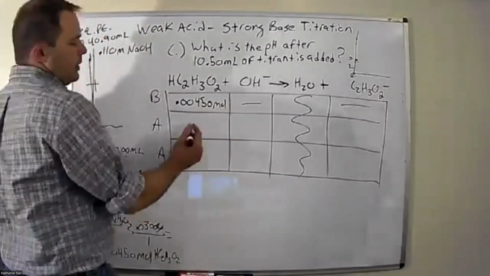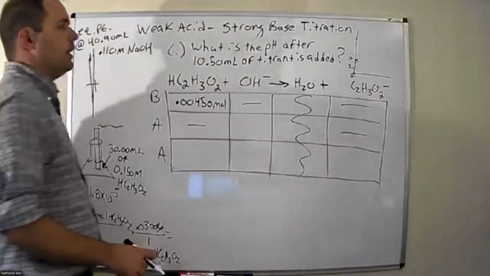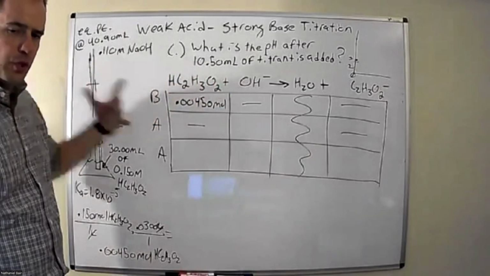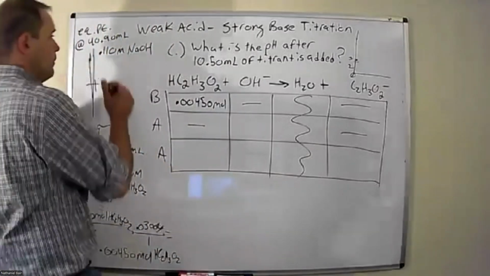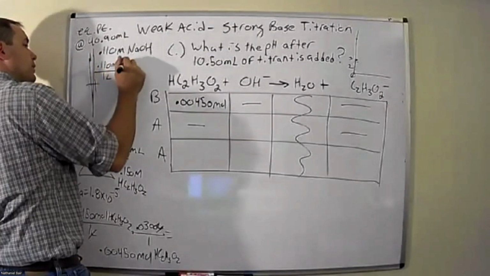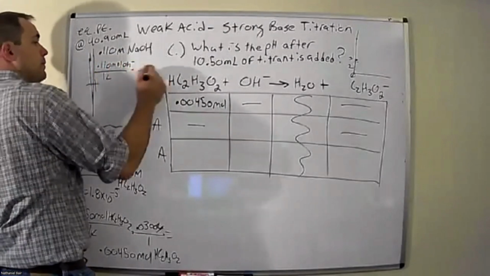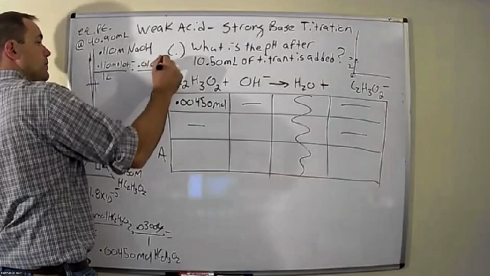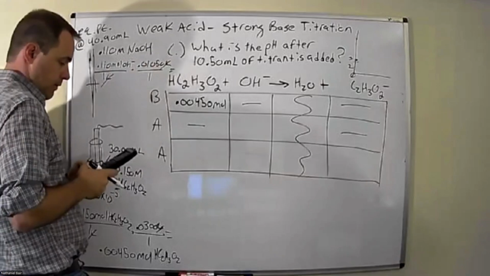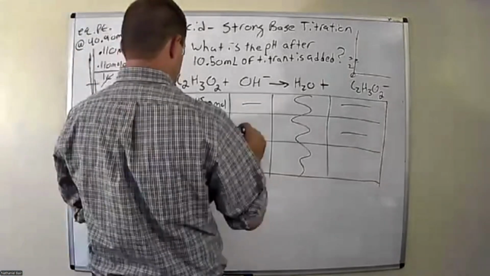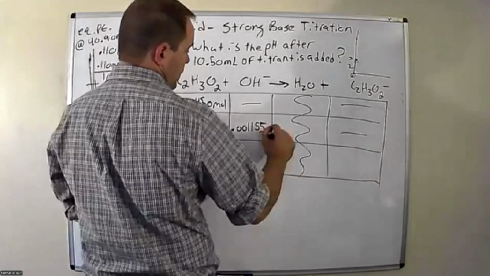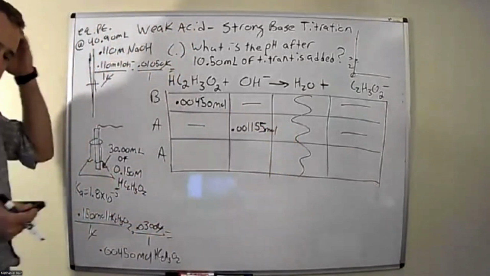Cool. And now we need to figure out how many moles of hydroxide we're adding if we add 10.5 milliliters of a 0.110 molar solution. So here we go. 0.110 moles of hydroxide per liter times 0.01050 liters. 0.11 times 0.0105. That's going to be 0.001155. Again, we'll do sig figs at the end. Moles of hydroxide that have been added.